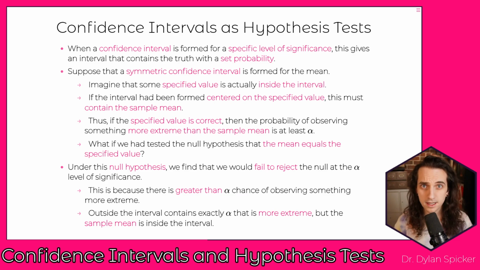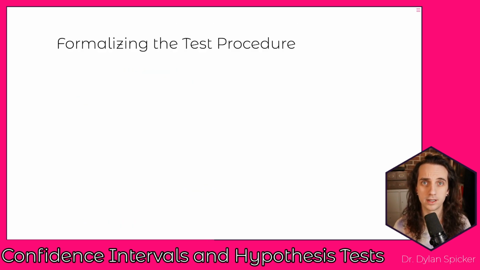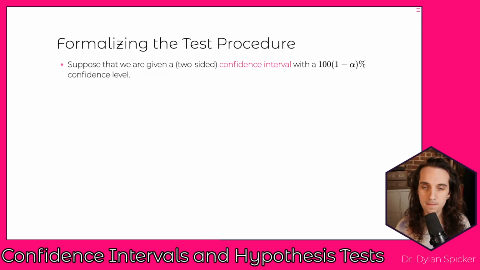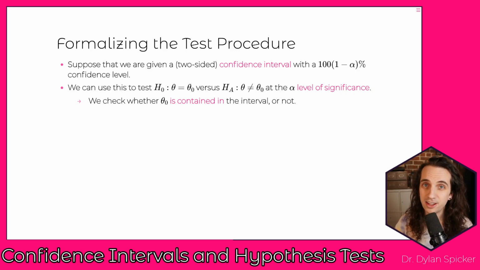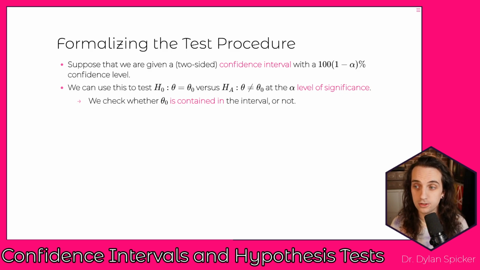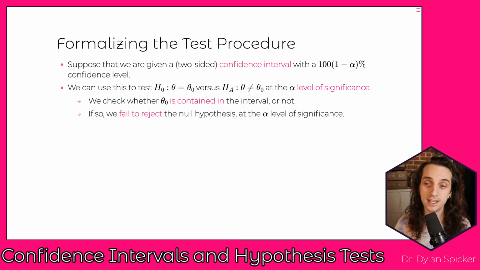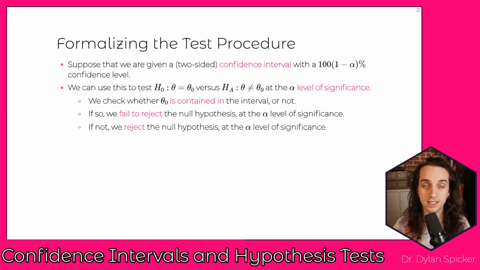Okay, so that's sort of the intuition or the build-up of the idea of how we can think about confidence intervals as hypothesis tests. But we can make this slightly more concrete. So how do we actually go about testing the procedure? If we're given a two-sided confidence interval with a 100 times (1 minus alpha) percent confidence level, then in order to test theta equal to theta naught versus the two-sided alternative at the alpha level of significance, all we have to do is check: is the value of theta naught contained within the interval or not? If it is, we fail to reject the null hypothesis at the alpha level of significance.